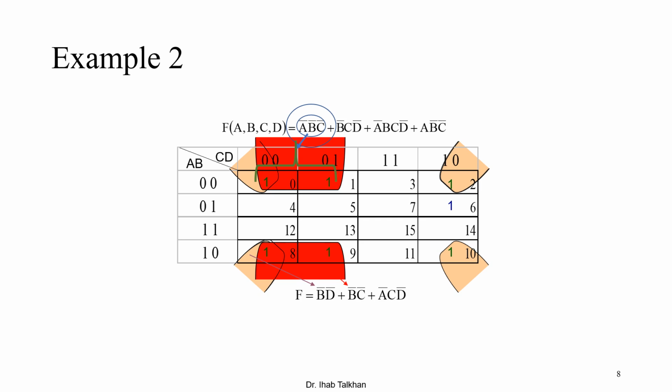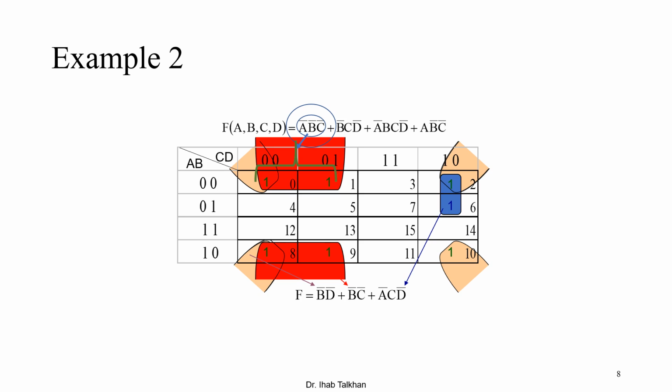The last term here, we have 1 in cell number 6. It is better not to take a 1 by itself. You have to find a group. So you can have a group of 2 in cell number 2 and cell number 6. So what is this term representing? A is equal to 0. You have B changing value so B is out. You have C equal to 1 and D equal to 0, which means that you have A bar C D bar. This is the solution for this example, and this example can be reduced more by using equations.